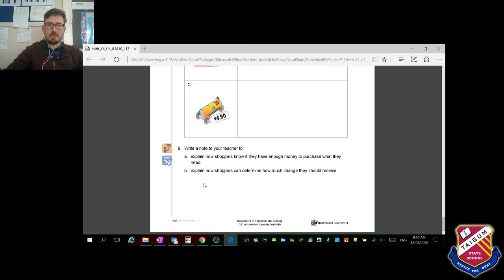Okay, number 8, explain how. Write a note to your teacher or your mum or your dad explaining how shoppers know if they have enough money to purchase what they need. Explain how shoppers can determine how much change they should receive. Answer those 2 questions in your math book or on a piece of paper or underneath, and you are finished today's lesson.